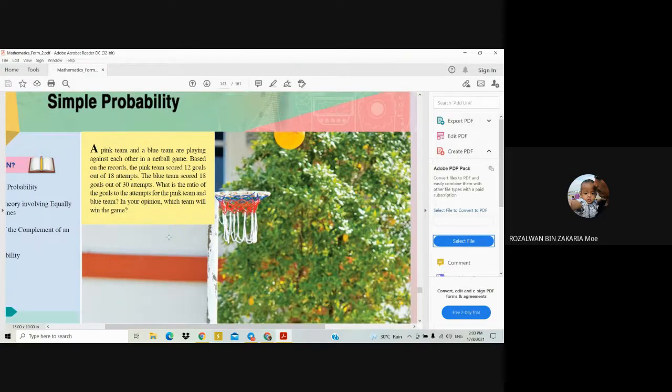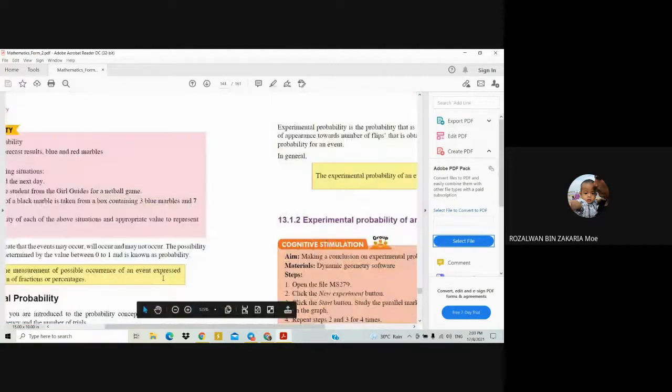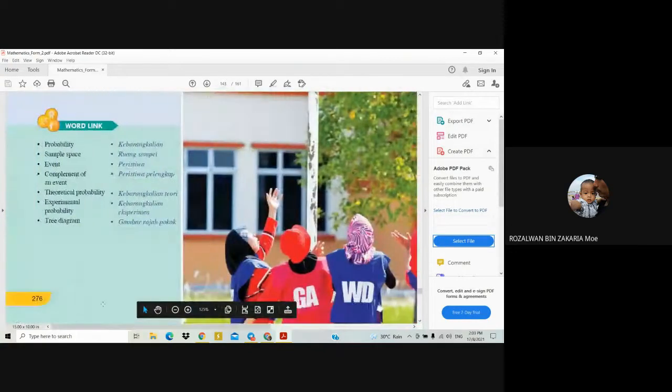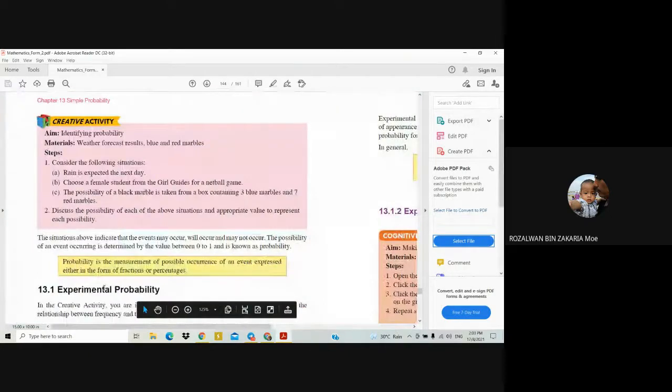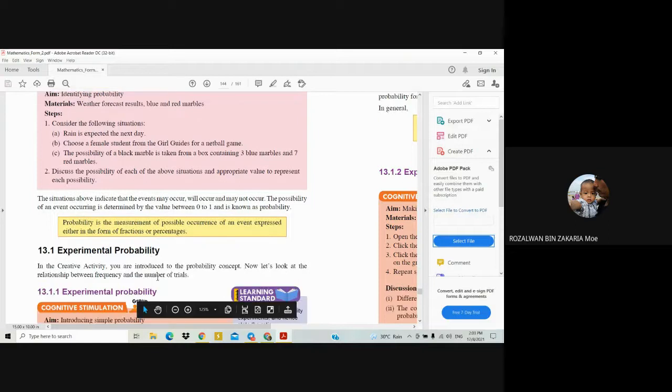Now look at the first subtopic. But before that, look at this one. The definition of probability. Probability is the measurement of the possible occurrence of an event, expressed either in the form of a fraction or a percentage. So look at the first subtopic, 13.1, Experimental Probability.